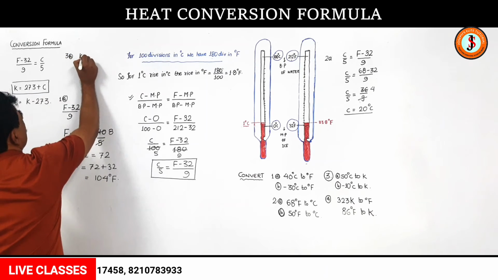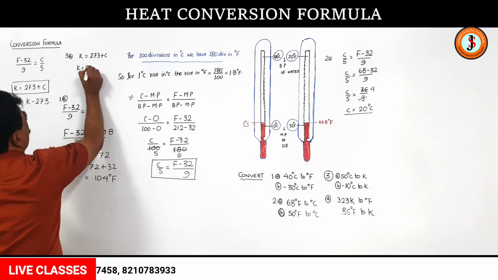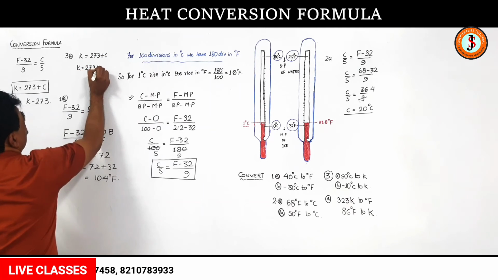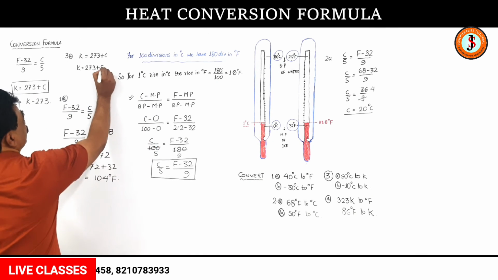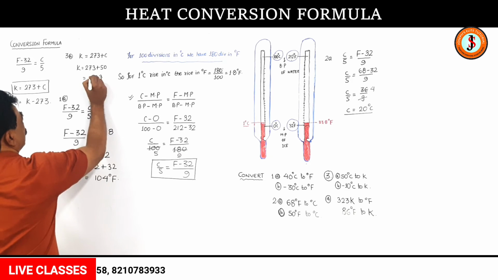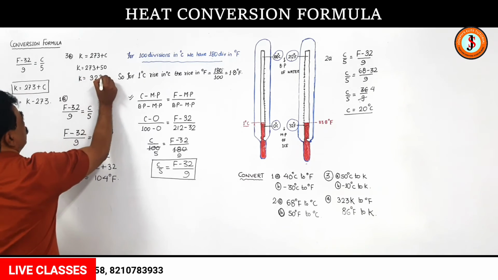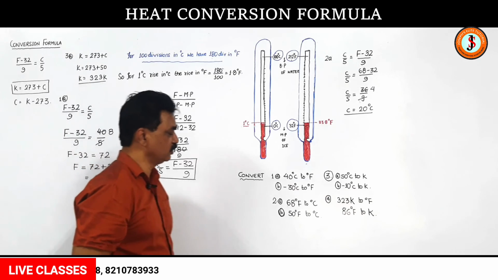So I will straight away write down the formula: K will be equal to 273 plus C. C is how much over here? 50. So 323 Kelvin, and so on, and vice versa we can do.